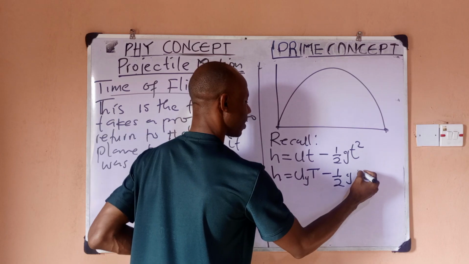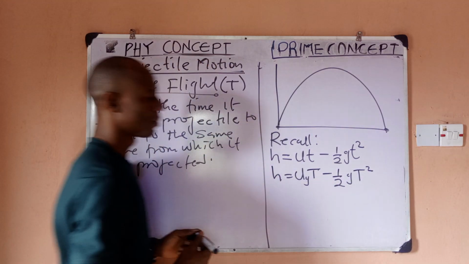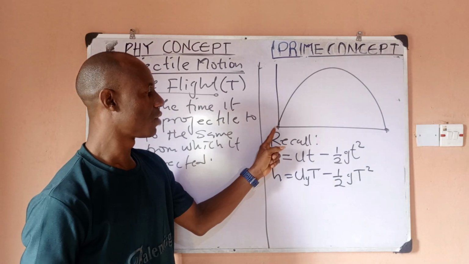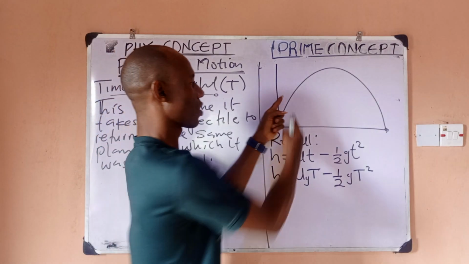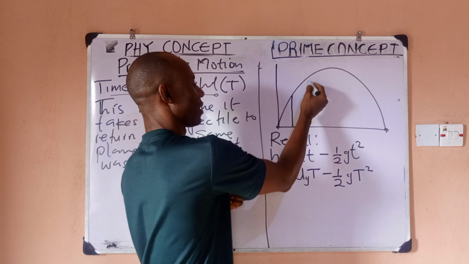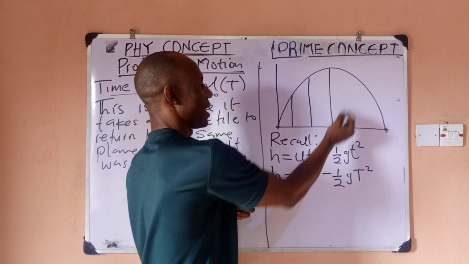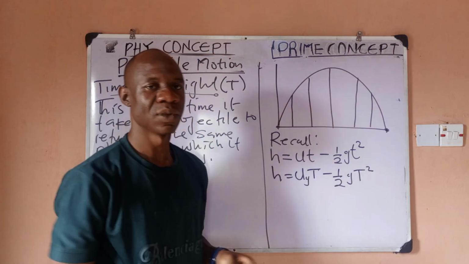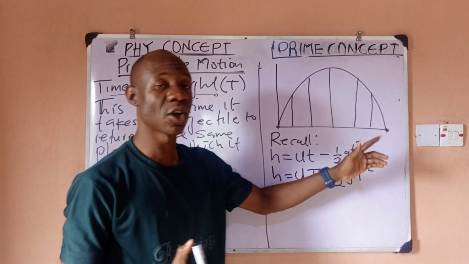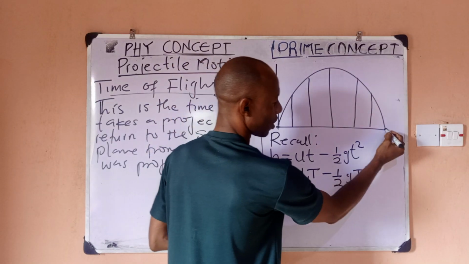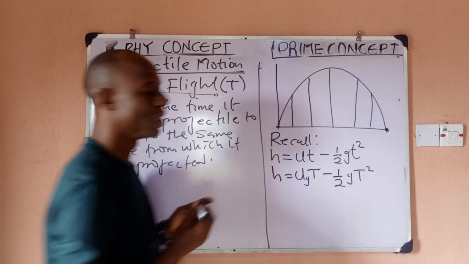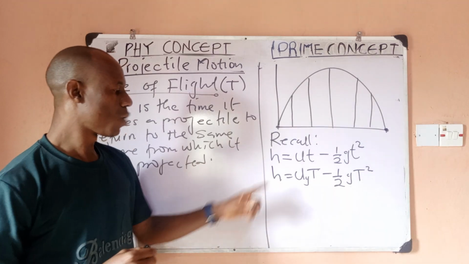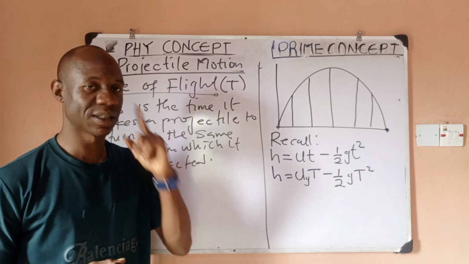Capital T squared. Now, you know that when you project a particle from this point, as it goes up, it covers different heights, which is what we have denoted as h. When it hits back this plane, the height that it has covered at this point becomes what again? 0, because at this point there is no height again. So it means that for us to find the time of flight, it should happen when the height attained becomes 0. So I will set the height to be 0.